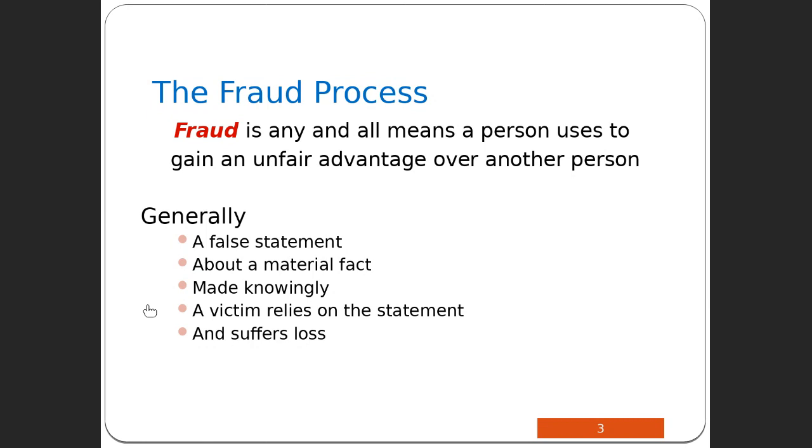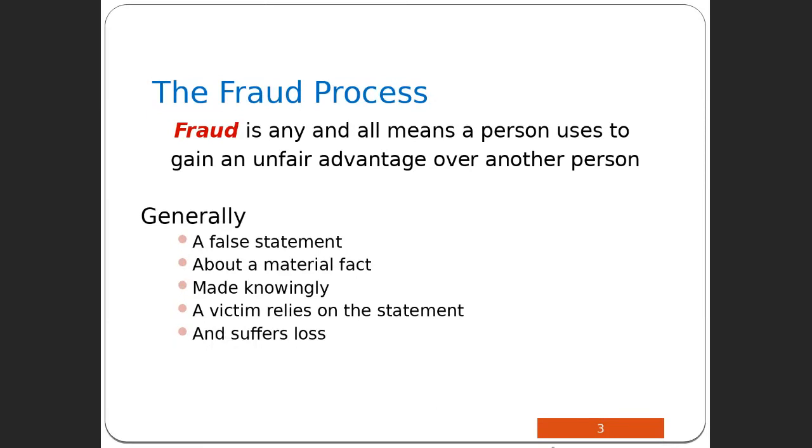So a victim relies on the statement. The victim is the person who's harmed, trusts the statement, and then suffers a loss. So let's say an investment advisor gives advice to buy a particular stock of a company, and he or she knows that that stock is a bad stock. The company will be going out of business and the investor will lose money. And the investor trusts the advice of the advisor and purchases the stock and suffers loss. So this would be considered a fraud. Okay. Now you can stop and ask me questions.